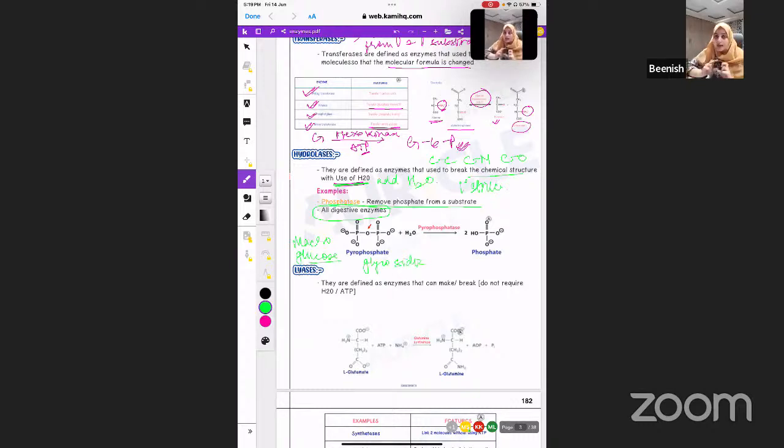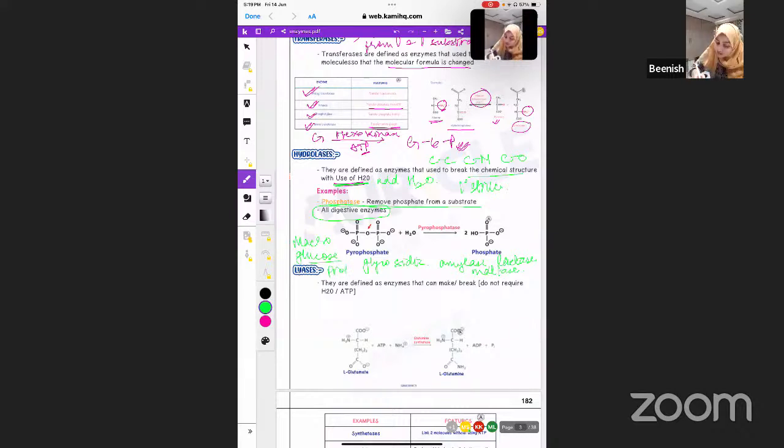So any enzyme which breaks this glycosidic bond is going to be an example of hydrolase. So, for example, your amylase, your lactase, okay. Or let's take the example of protein and also like your maltase, etc. Okay, all these.